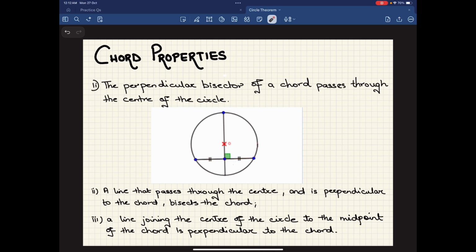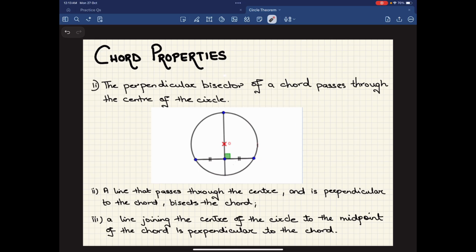Basically, what is the midpoint of a chord? The midpoint divides a chord into two equal parts, right? So all we know is that a line is passing through the center and the midpoint of a chord. Then we can safely assume that it is perpendicular to the chord. Okay? So these are the three versions of the same property.